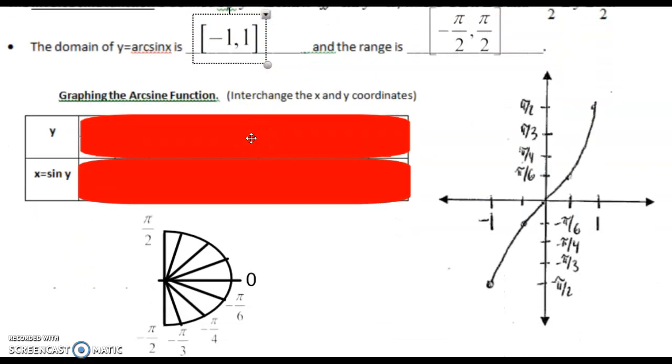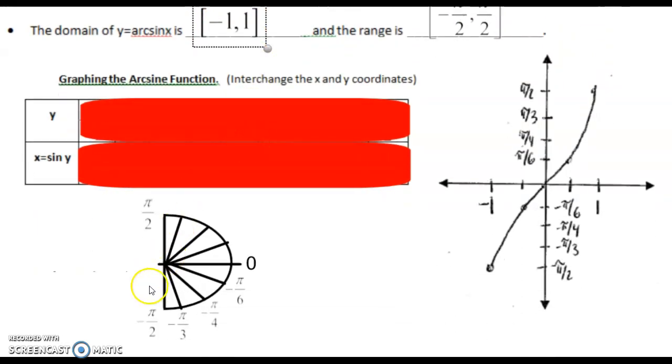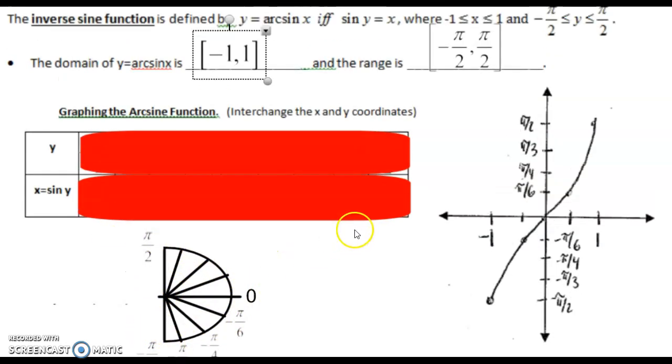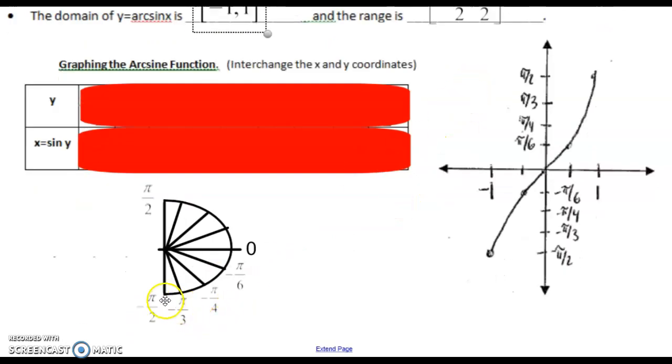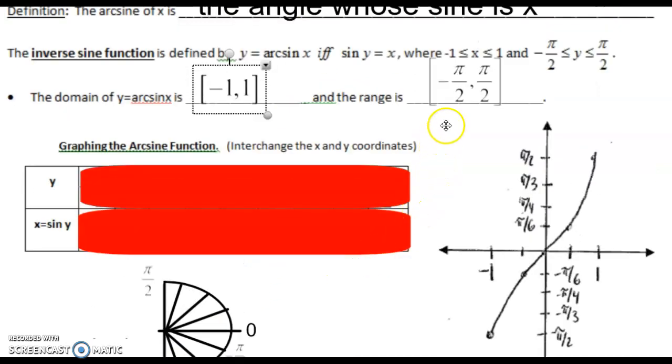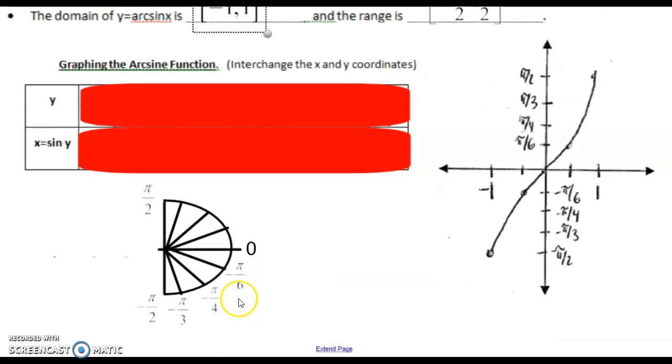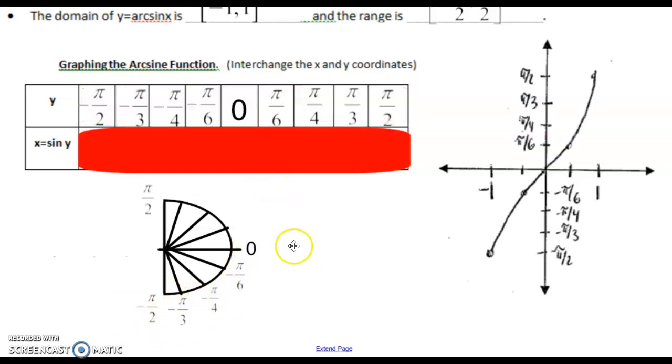Now, whenever I have an inverse sine problem, I tend to draw this little semicircle. Because our range is from negative pi over 2 to pi over 2, we're only defined in quadrants 1 and 4. However, make sure that you change these angle measures. We can no longer refer to these as 5 pi over 3, 7 pi over 4, and 11 pi over 6 because they do not fall in our range from negative pi over 2 to pi over 2. So instead, we need to call them negative pi over 2, negative pi over 3, negative pi over 4, and negative pi over 6.